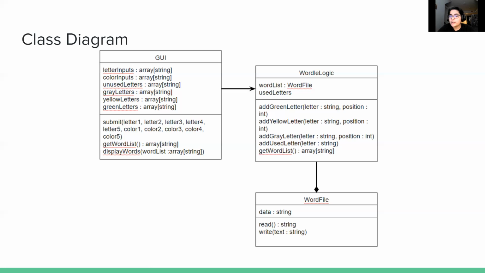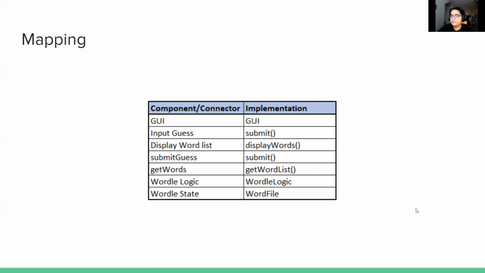The word file is an object that contains a string of the possible words that can be used in the Wordle. The get words does not retrieve the entire thing because that would be extremely long, especially for the first few guesses. So it only retrieves the top 10 from the word file object. And from the word file, it can read and write.